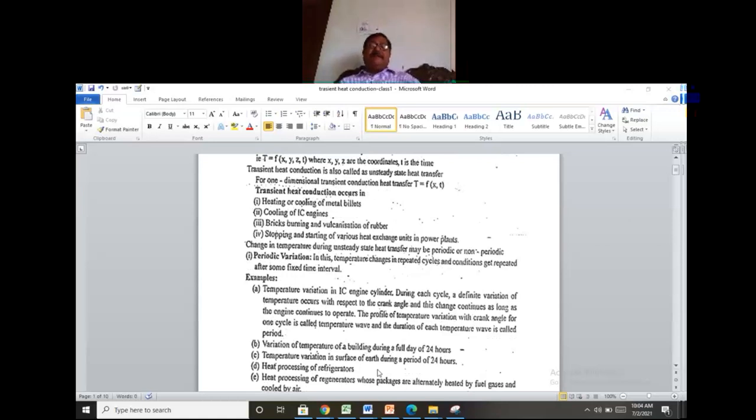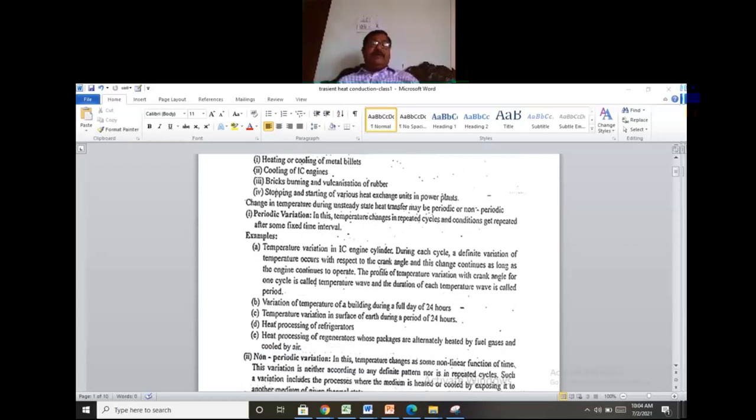Variation of temperature of a building during the full day of 24 hours. Temperature variation of the surface of the earth during a period of 24 hours. Heating process of a refrigerator, whose packages are alternately heated by flue gases and cooled by air. Non-periodic variation: the temperature changes as some non-linear function of time.